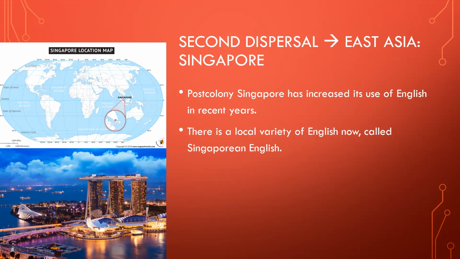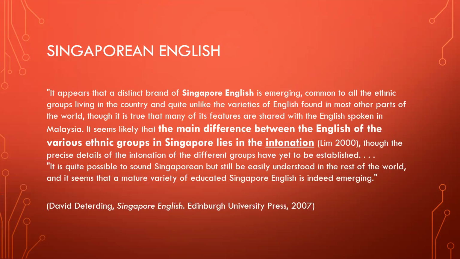We can also talk about a variety of English in Singapore, or a dialect of English called Singaporean English. So there have been studies that have tried or attempted to describe this type of English or this style of English as unique to the Singaporean people. So different from Indian English, different from English in the UK, Australia, New Zealand, and other English-speaking contexts. So this is a quote from our book on Singaporean English.